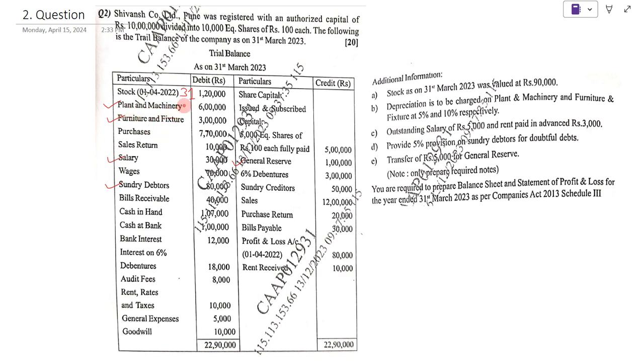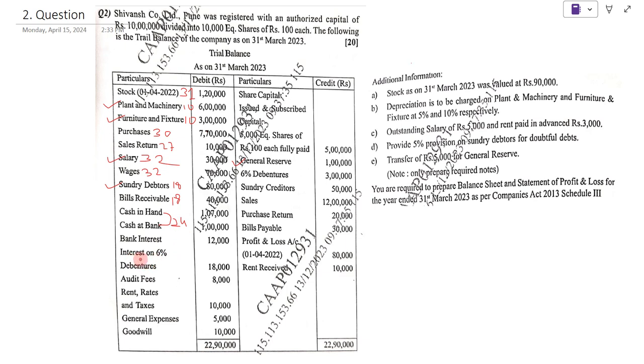Then plant and machinery note number 10, furnitures note number 10, purchase note number 30, sales return note number 27, salary note number 32, wages note number 32, that is employee benefit expenses, sundry debtors note number 18, trade receivables, bills receivable also note number 18, cash in hand and cash at bank, these both will go in note number 24.